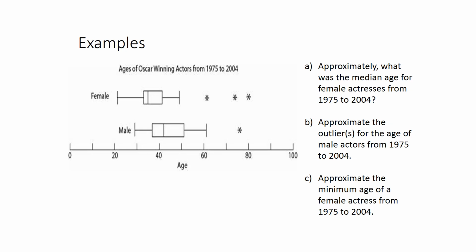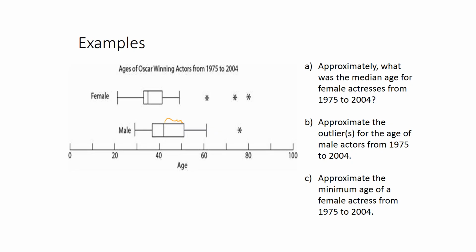Example: ages of Oscar-winning actors from 1975 to 2004, and it gives you a box plot of female and male. Box plots are used in comparing, oftentimes like this, where there are 2 box plots on the same axis, so you can see that the male's average is higher. But remember that this represents 25% of the data values being between, it looks like, 42 and 50, that type of thing. So let's see if we can answer these questions over here.